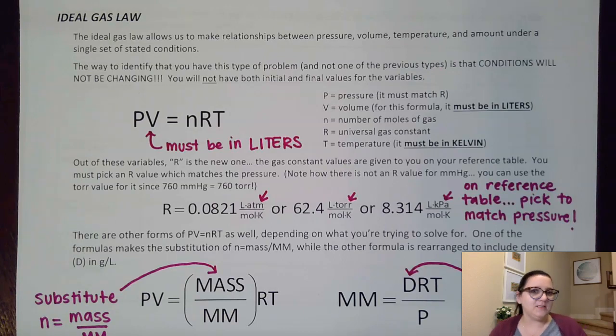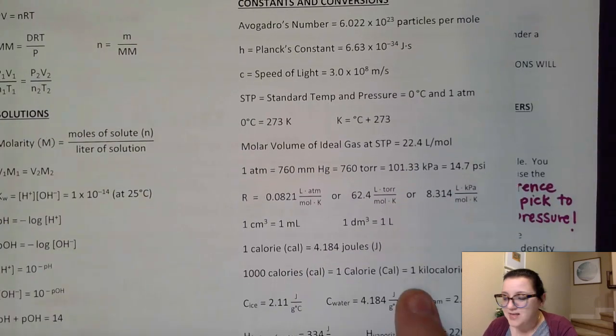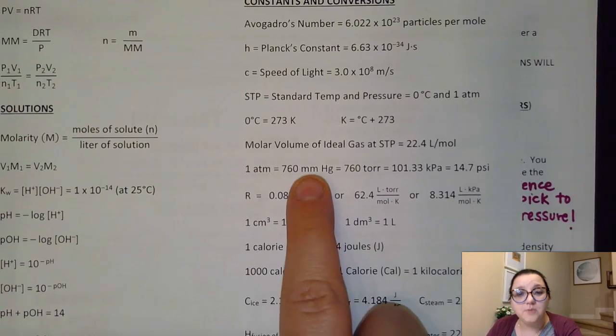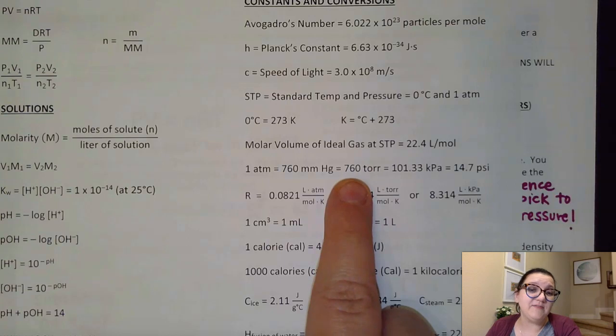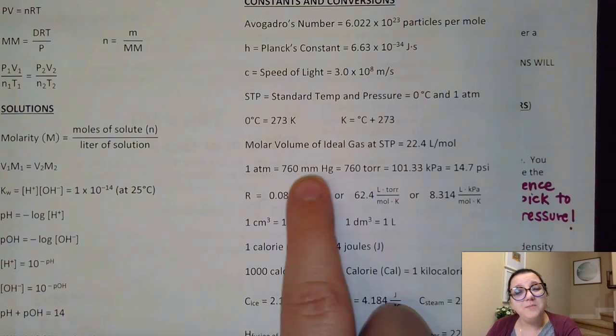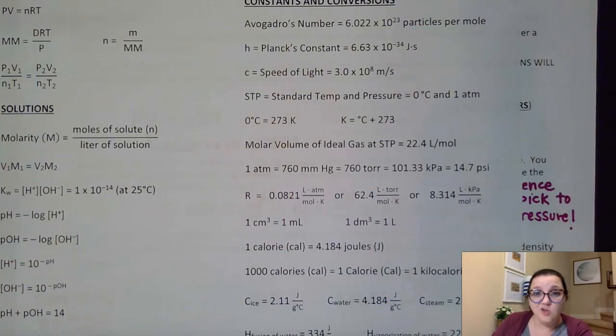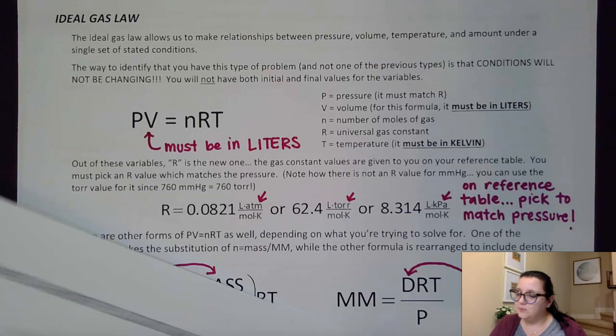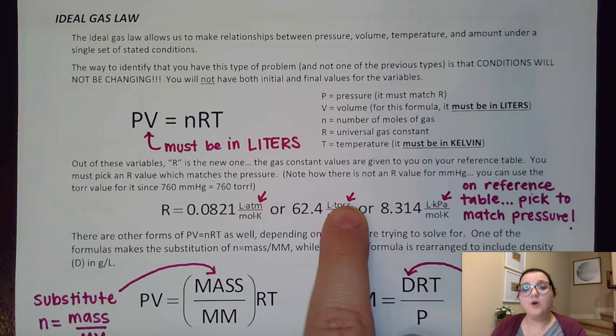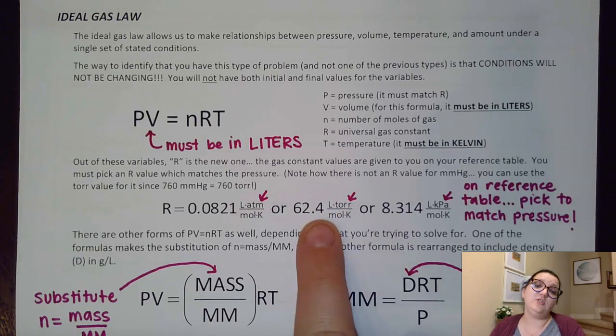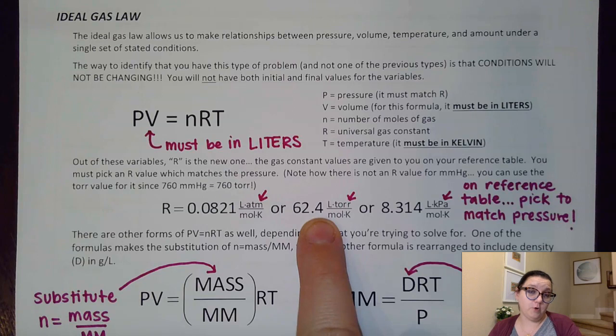But the other one that's not on here is millimeters of mercury. But I have kind of a hint or trick for y'all. And that is if you remember, 760 millimeters of mercury is equal to 760 torr. And what that means is that those two scales are actually the same. And so even though this one says for torr, you could also use 62.4 for millimeters of mercury.